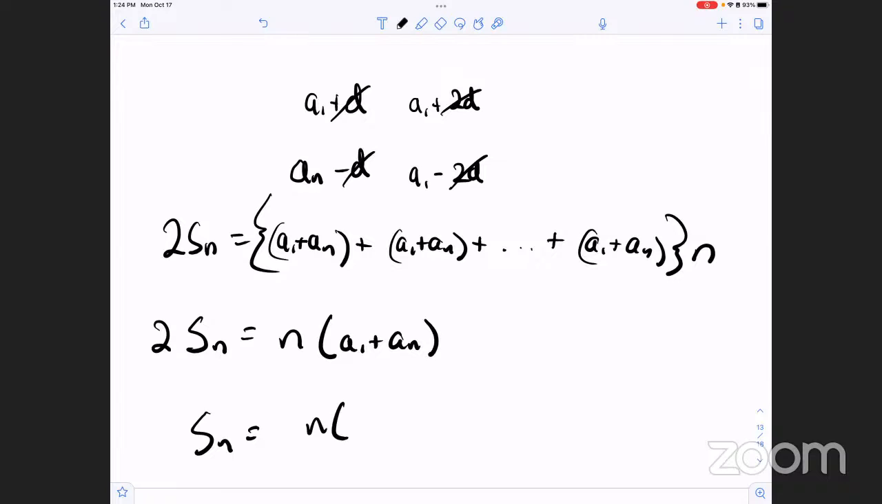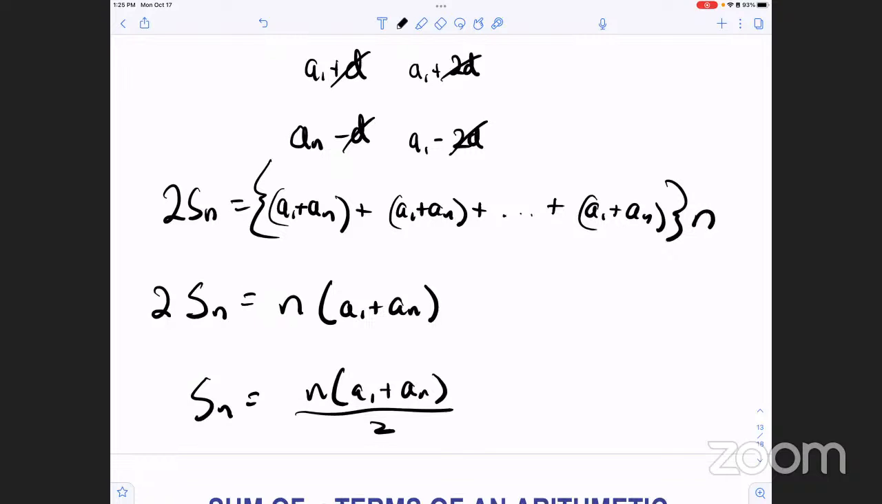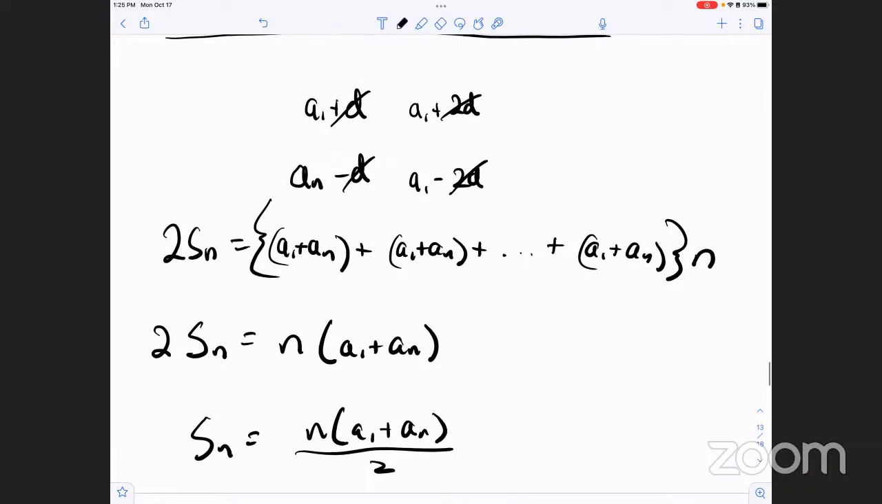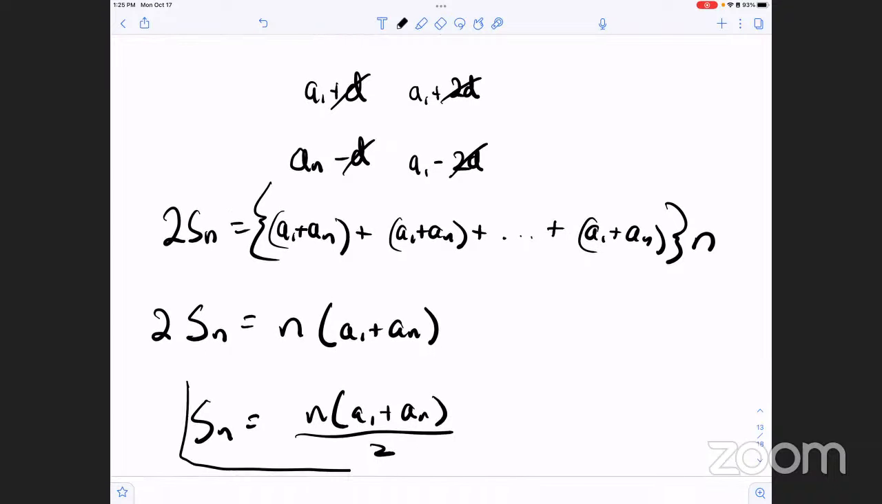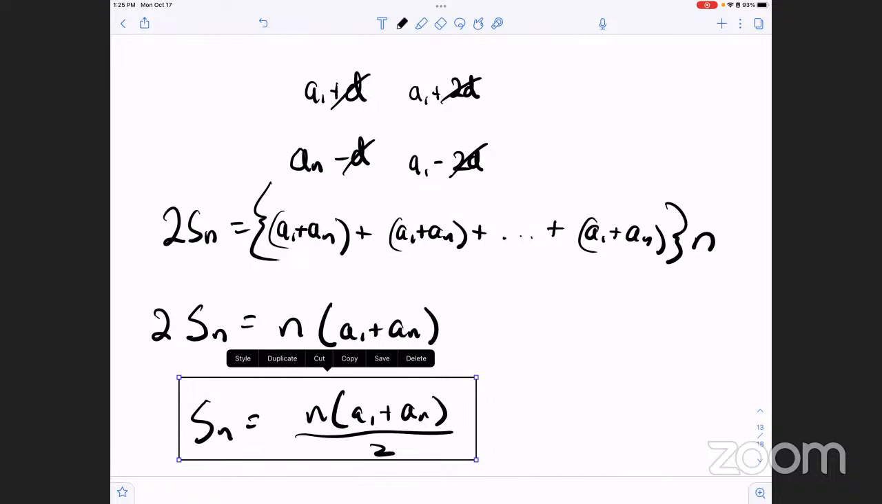You get n times A1 plus AN over 2. Okay, I think that's it. That was an adventure. I know it was a little bit kind of bad, but I just wanted to see if I can remember, because I hadn't looked at this in at least a year. I knew it was something kind of like that where the terms would cancel out. You don't need to know this. I just wanted to give you some context for where this comes from, right?